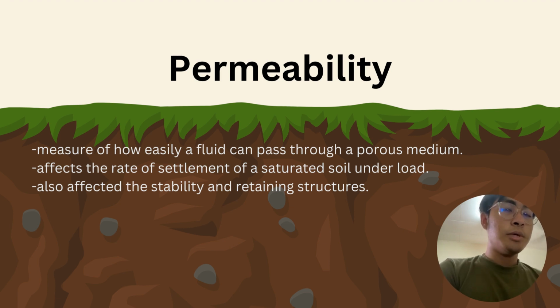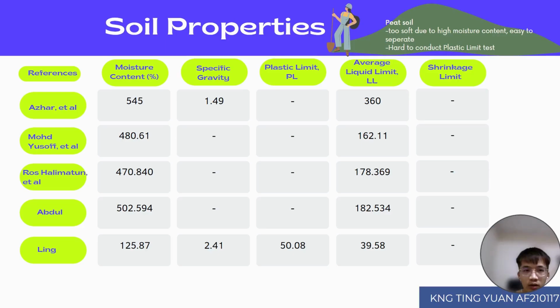Permeability is a measure of how easily a fluid can pass through a porous medium. It affects the rate of settlement of a saturated soil under load and also affects the stability of retaining structures. Based on the site investigation from different authors, the moisture content is very high. We show the peat soil is too soft, which causes the soil to easily separate.